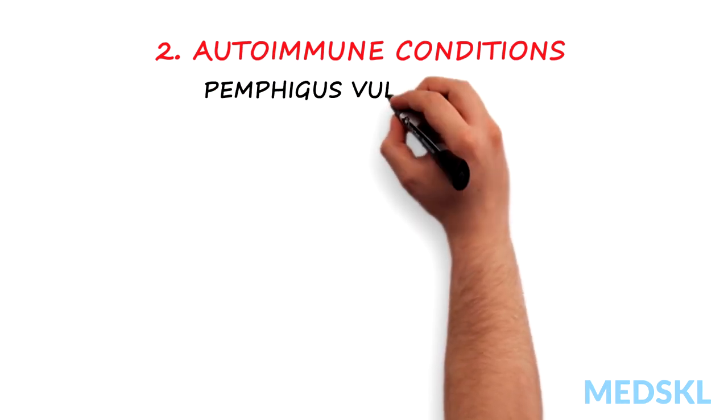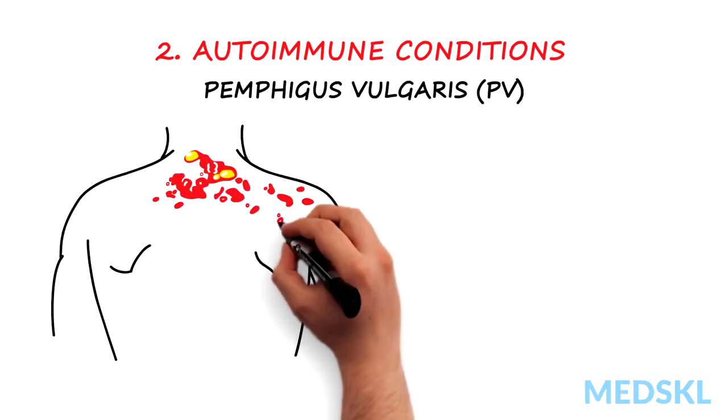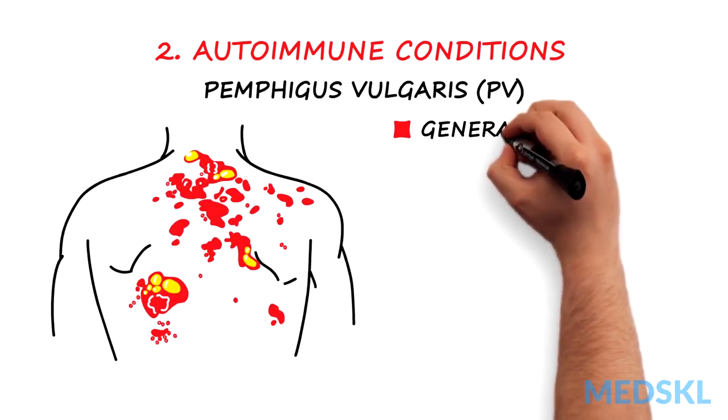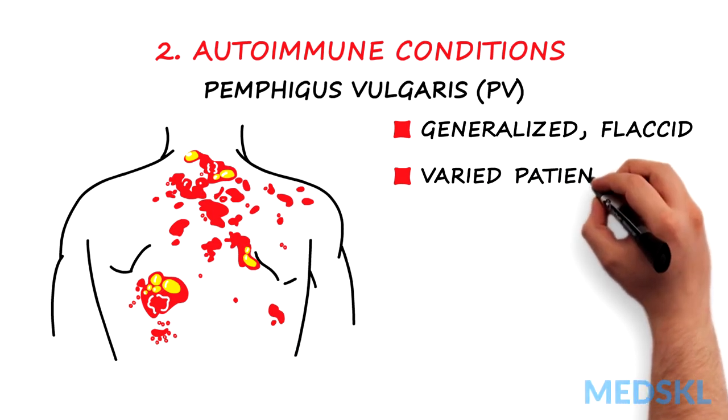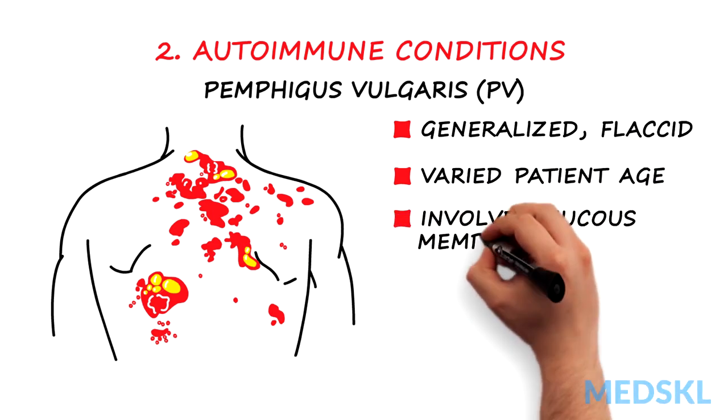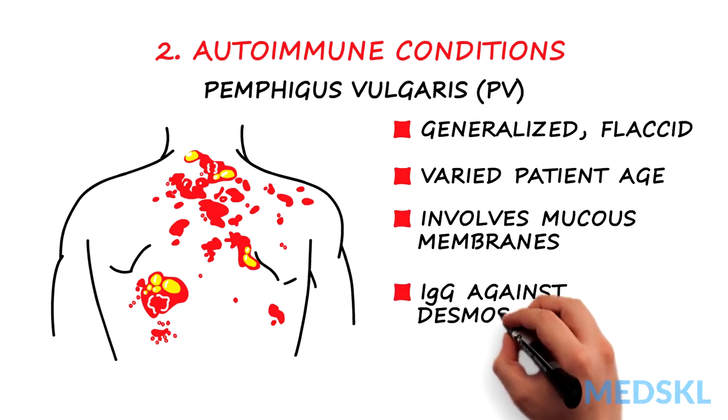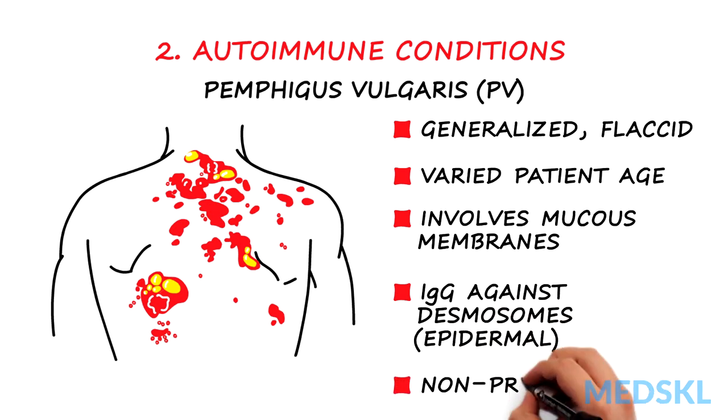Pemphigus vulgaris, or PV, presents as a generalized eruption of flaccid blisters. The age of this patient population varies, and lesions in PV more commonly affect the mucous membranes, though this can be seen in both conditions.